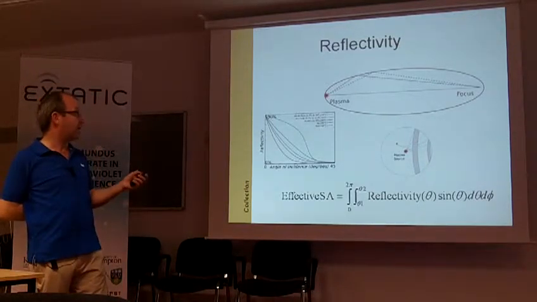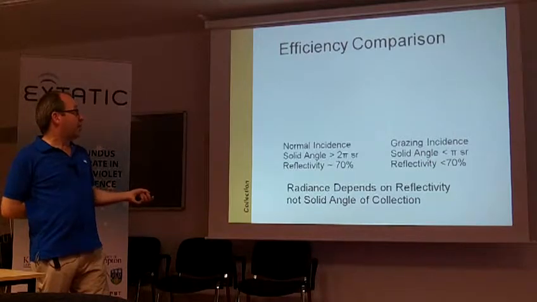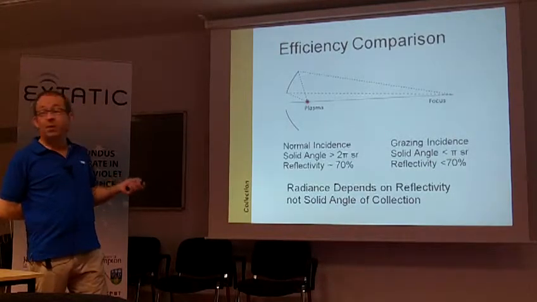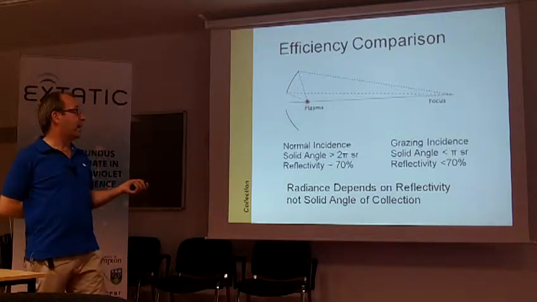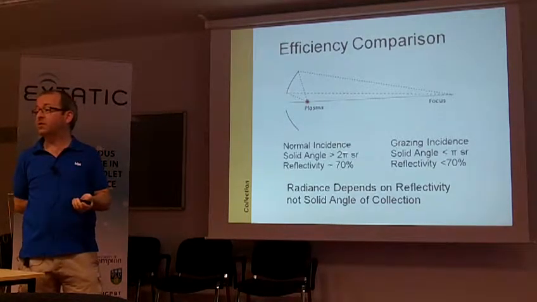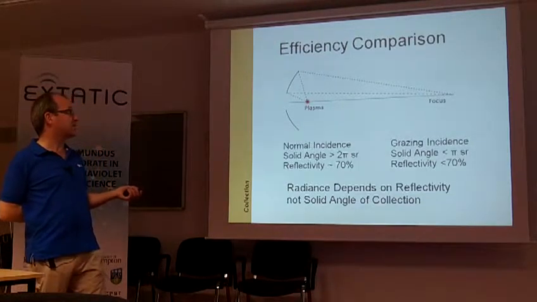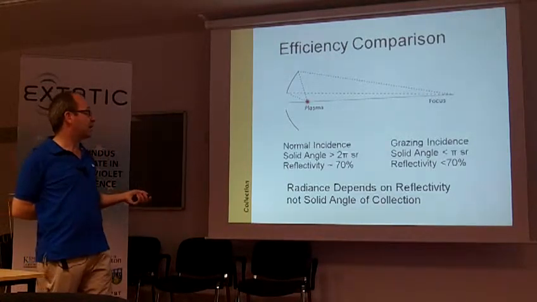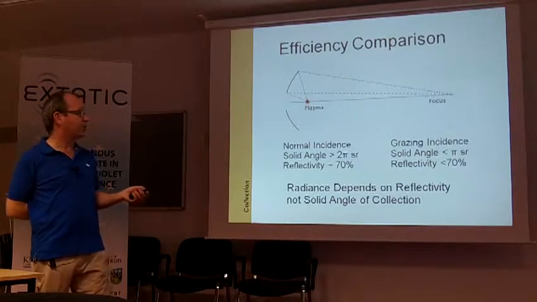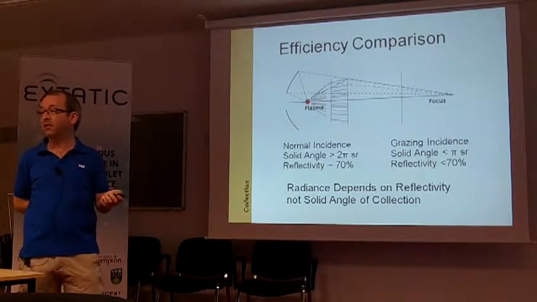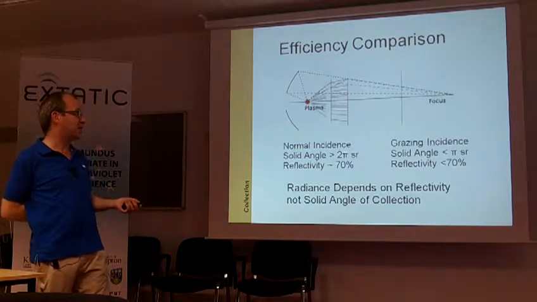With a normal incidence system, you can collect 2 pi. You can collect over half of the radiation from the source with a reflectivity of about 70%. So the throughput from a normal incidence system is very high, and the throughput from a grazing incidence system will be significantly lower because the collection solid angle available is lower and the reflectivity is typically lower as well.